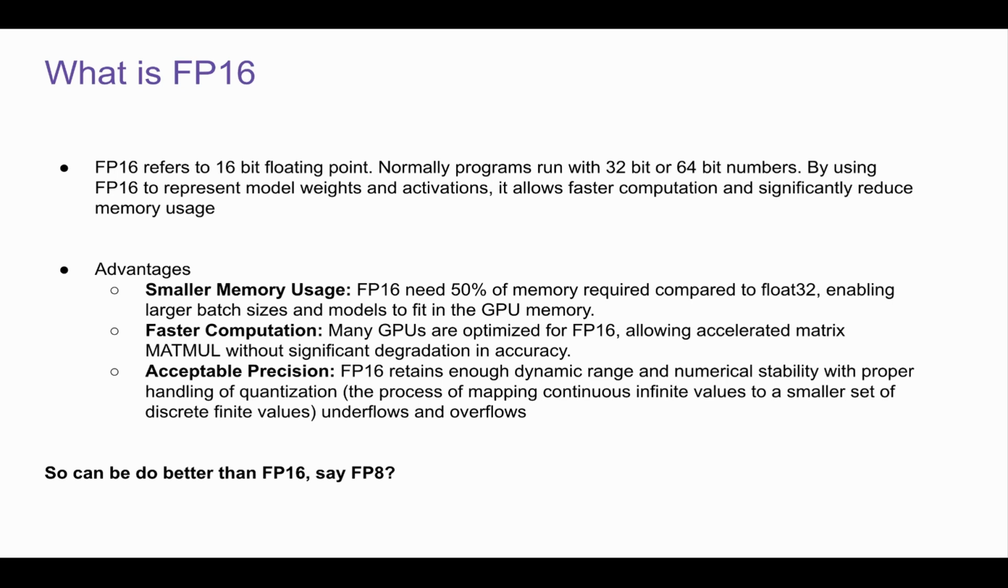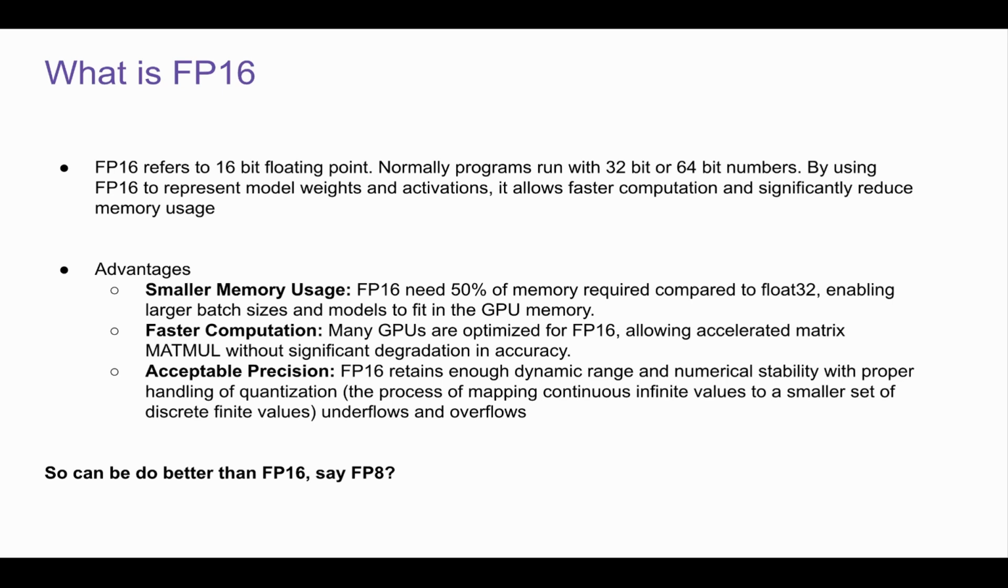So before I start with FP8, I want to talk about FP16, which is more popular in the AI world. FP16 refers to a 16-bit floating point. Normally programs run with 32 or 64-bit numbers. If you're a programmer, you should be familiar. And by using FP16 to represent model weights and activations, it allows faster computation and significantly reduced memory usage.